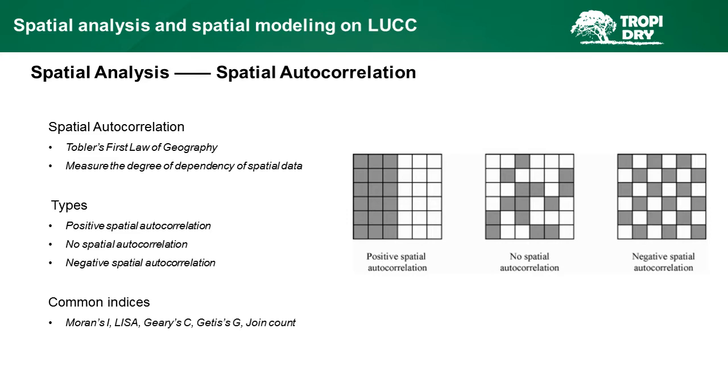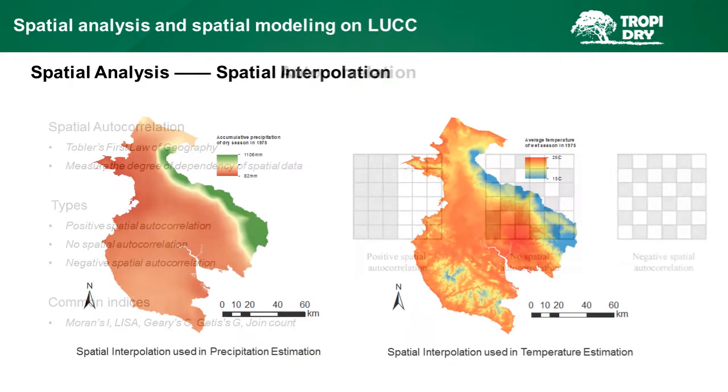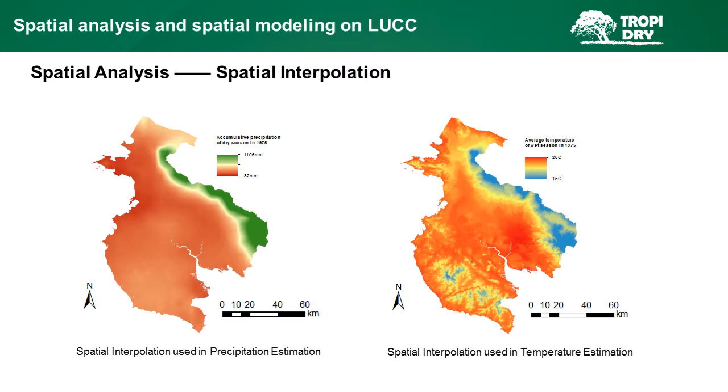The commonly used indices for measuring spatial autocorrelation are Moran's I, LISA, Geary's C, Getis's G, and join count. Sometimes we want to estimate variables at unobserved locations based on the values at observed locations. For example, we observed precipitation and temperature at meteorological stations, but the collected data cannot cover the whole research area. In this case, we can use spatial interpolation to achieve it.